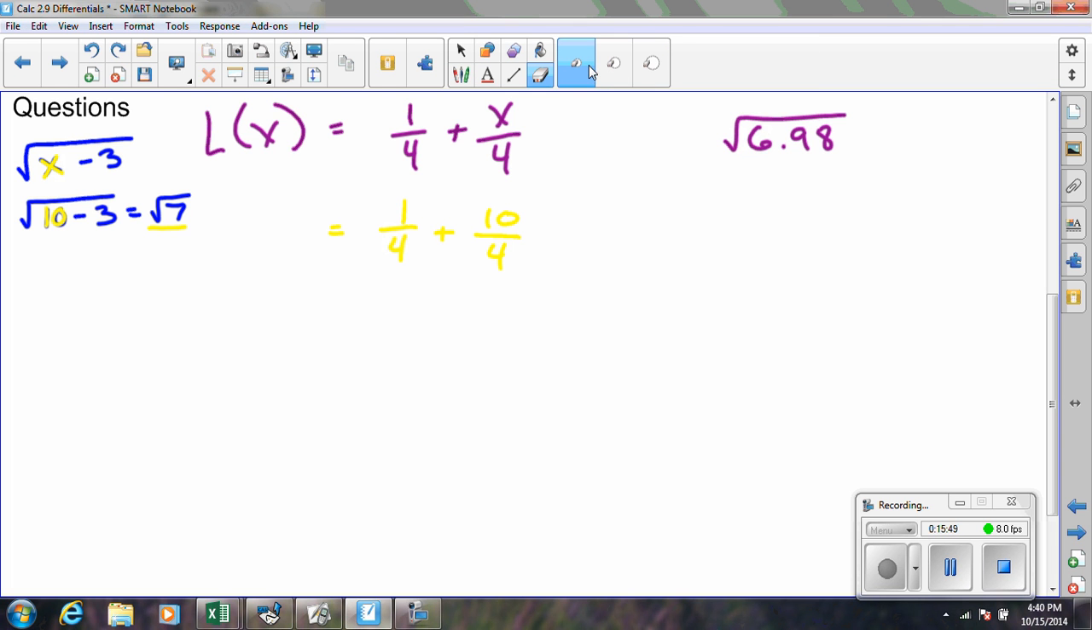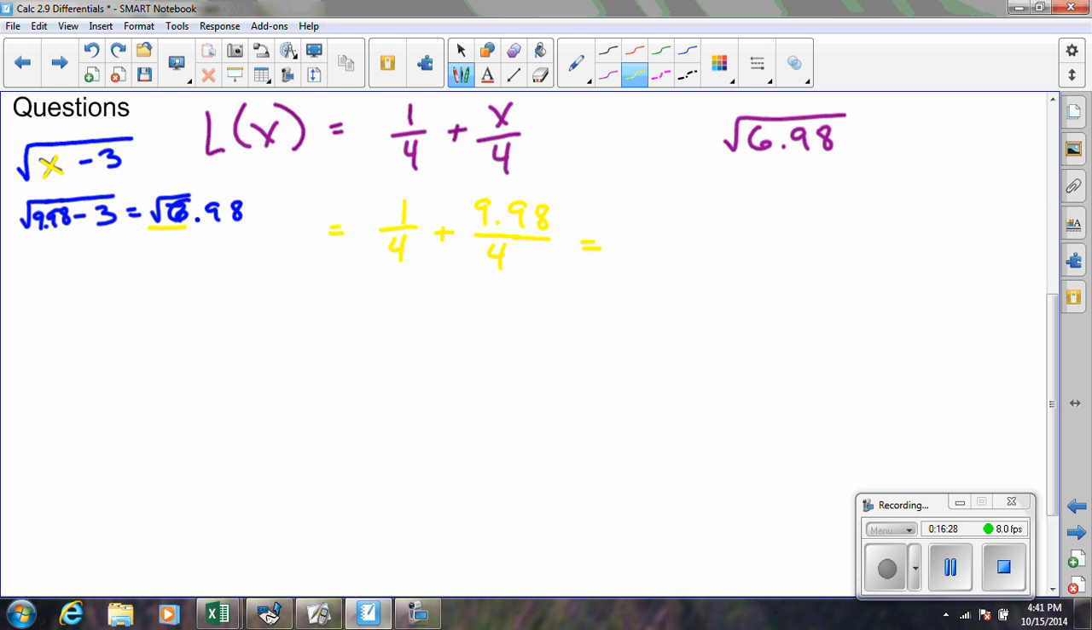Using just a little bit smaller, instead of using x equal to 10, if we use x equal to 9.98, 9.98 subtract 3 does give us 6.98. So we could use the x value 9.98. And what the linearization tells us is that this value in the yellow, because we're plugging in x equal to 9.98, should be very close to the actual square root of 6.98.